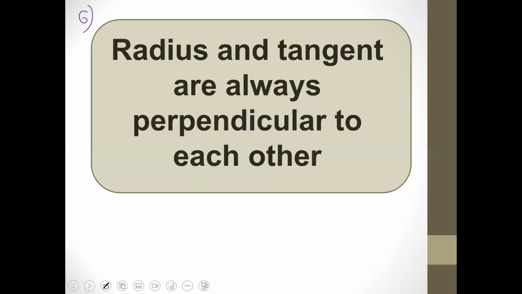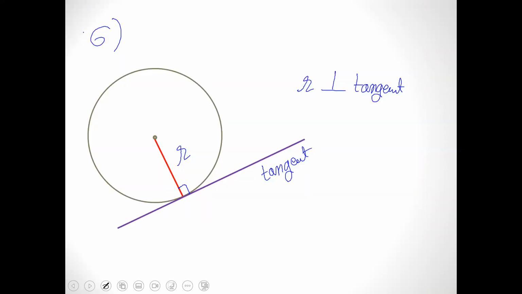Look at this diagram. Radius is perpendicular to tangent. So whenever you draw a tangent to a circle, radius and tangent are perpendicular to each other. You have to copy this.